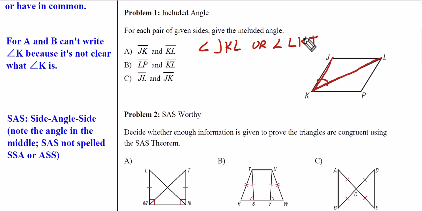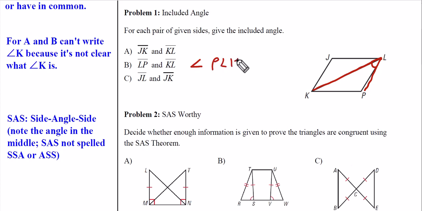And I would refer you to the angles video from last semester to help you know how to label these correctly. Part B, LP and KL. They happen to meet right here, but we can't say angle L. So we'll go ahead and say PLK. We could also say KLP. Remember that when we do this, the vertex has to be in the middle of the two.